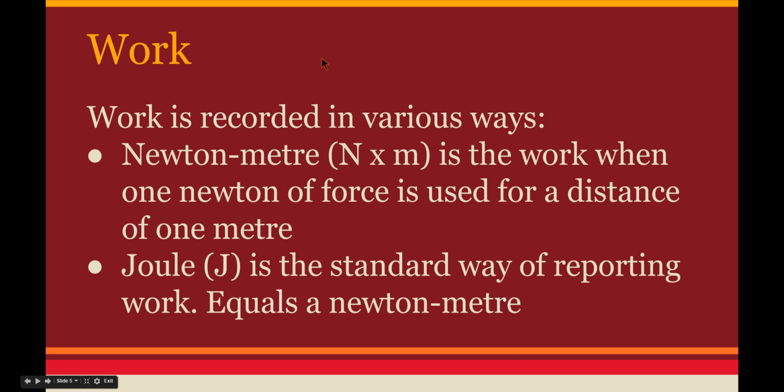Now work is recorded in various ways. First way you can do it, you can have a Newton meter, so a Newton times a meter, and is the work when 1 Newton of force is used for a distance of 1 meter. So again, you have 1 Newton of force and you have 1 meter. That's a Newton meter. That's a way to record work. That's the units. Now the other way is a joule. That's represented by a big J and is a standard way of reporting work, and that equals a Newton meter. So writing a joule and a Newton meter is the same thing, just two different ways to write the units for work.